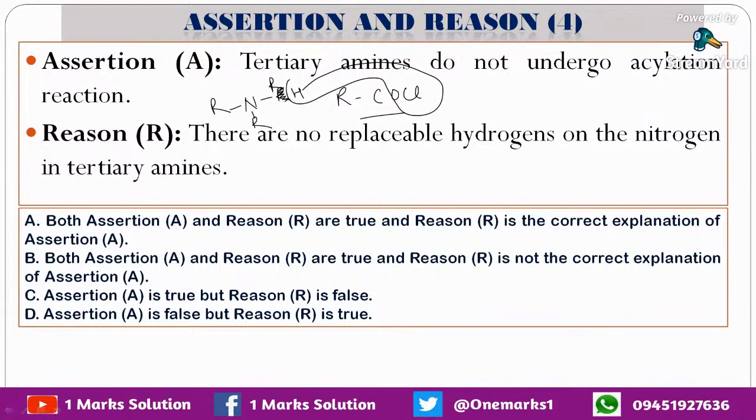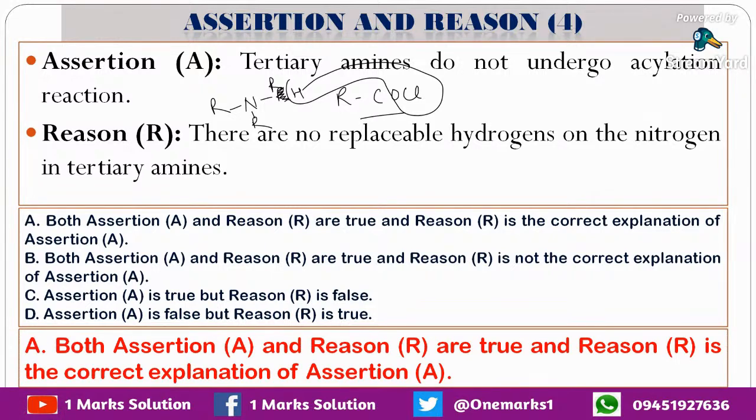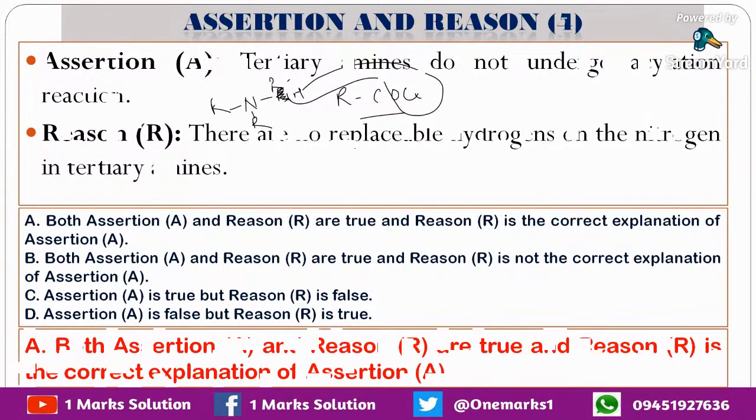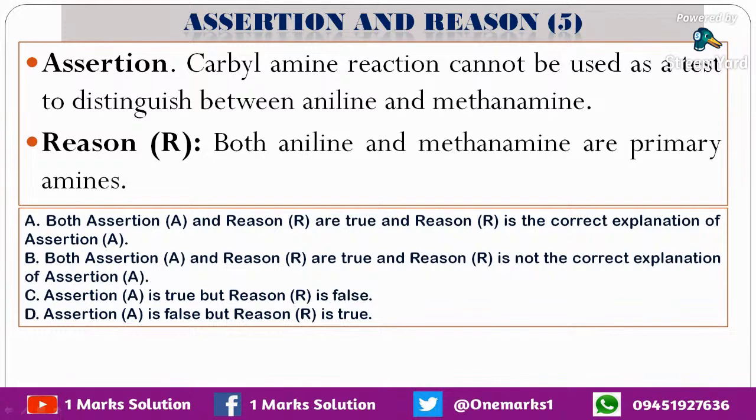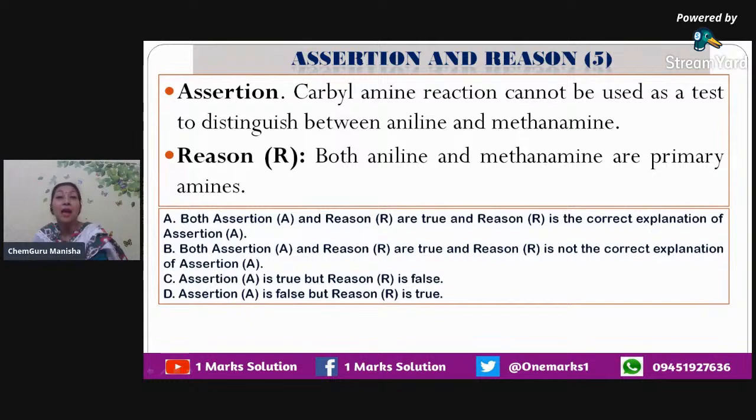Now, the reason is there are no replaceable hydrogens on the nitrogen in tertiary amines, which is absolutely true. So the assertion is true, the reason is also true, and the reason is explaining the assertion well. The fifth statement that we have is: carbylamine reaction cannot be used as a test to distinguish between aniline and methanamine.